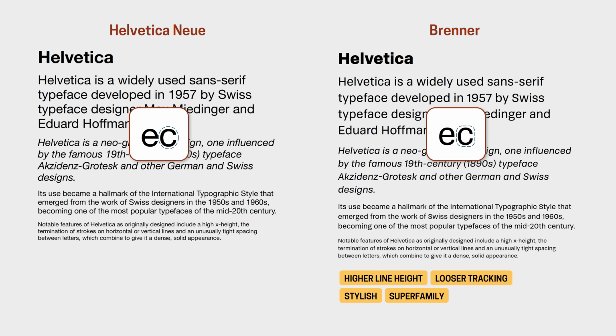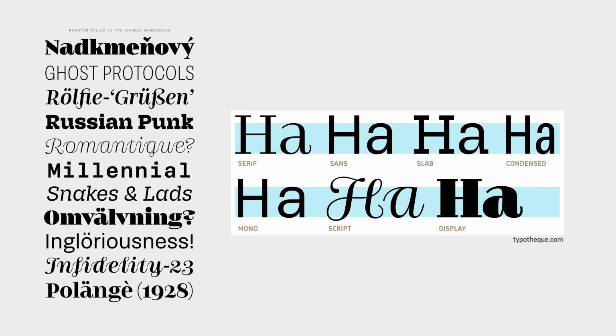Brenner Sans' letter forms also look different to Helvetica's because their designs are based on rounded rectangles instead of ovals. Probably the coolest thing about Brenner Sans, which is why it's so expensive, is that it belongs to the massive Brenner superfamily. You could build almost anything you wanted using just this superfamily, and that is really cool.